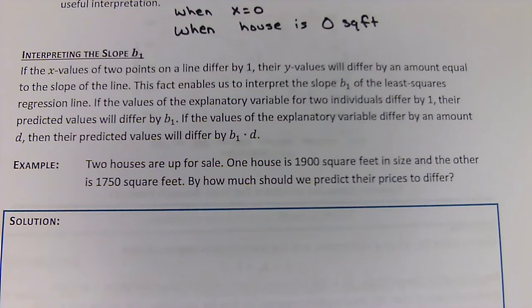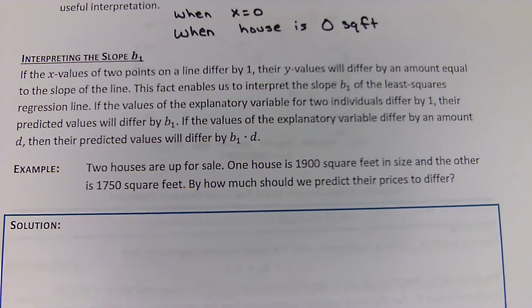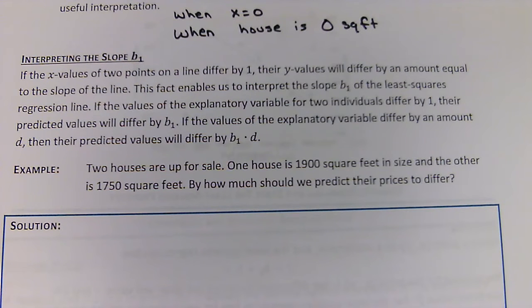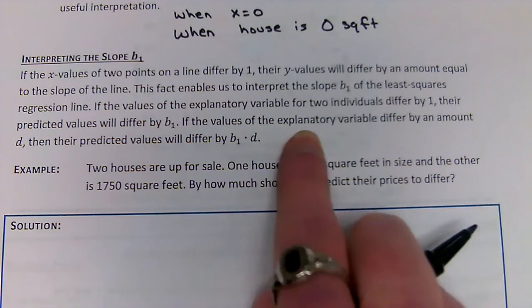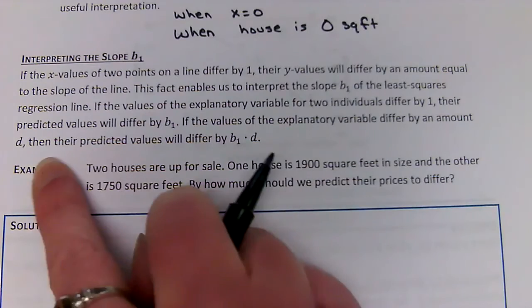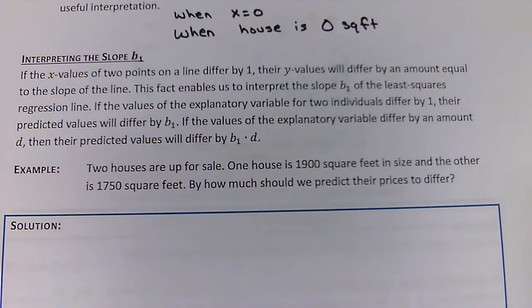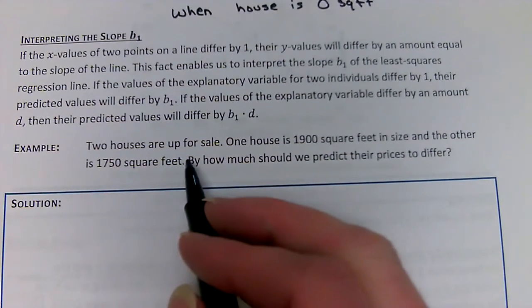Now, interpreting the slope, if the X values of 2 points on a line differ by 1, their Y values will differ by an amount equal to the slope of the line. So we can use that to find things. If the values of the explanatory variable for two individuals differ by 1, the predicted values differ by our slope, B1. If the values differ by an amount D, then we would just multiply that by the slope.